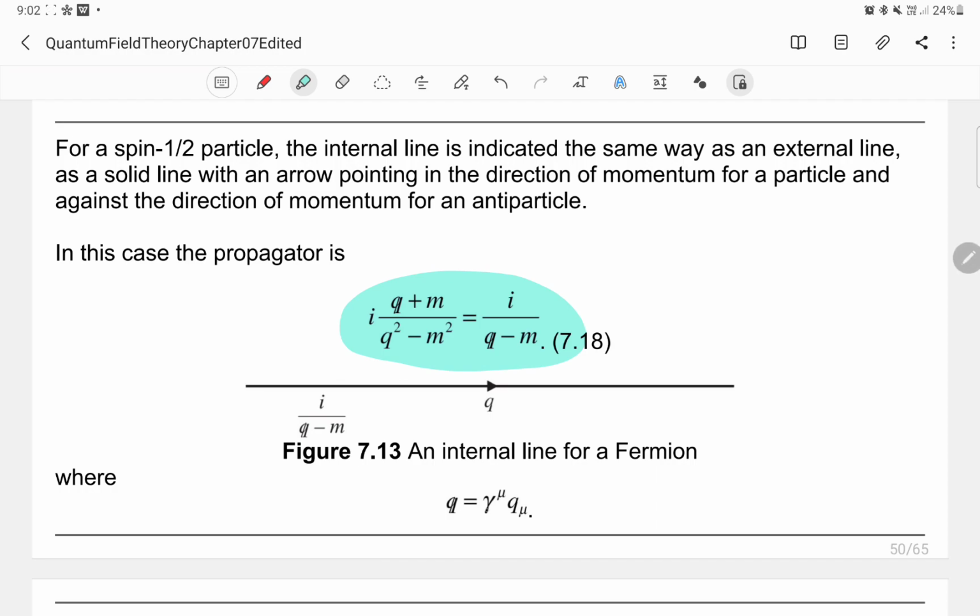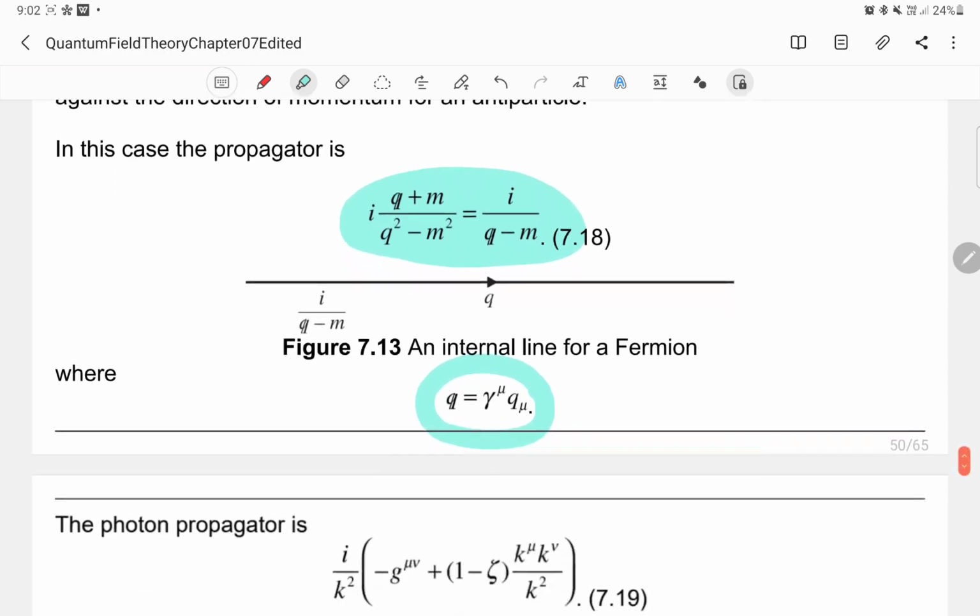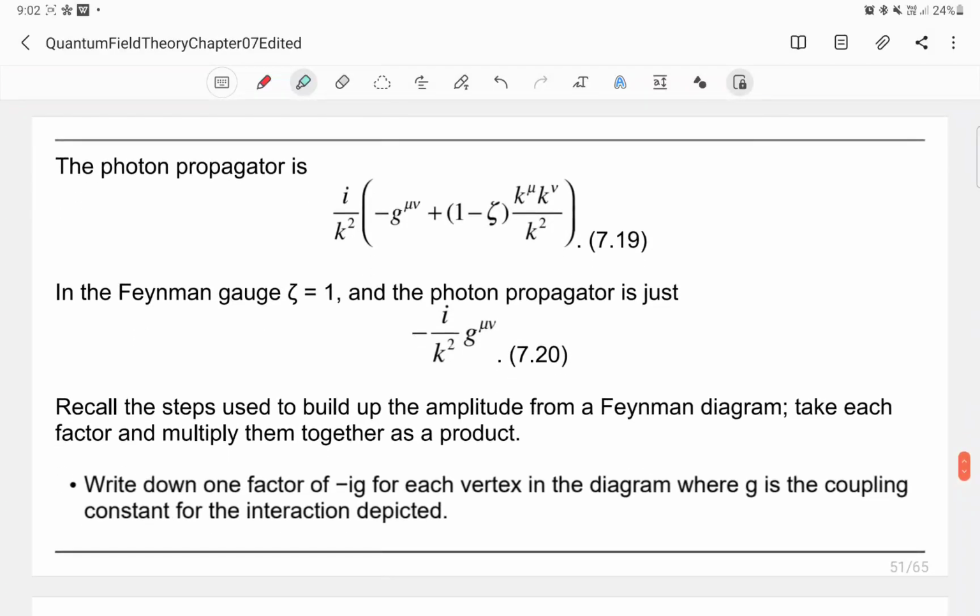By the way, if you recall, slash q is just equal to gamma mu q mu. So here's the photon propagator, which is massless. It looks different and is complicated, but we can study it further later on in QED. So we'll just look at this as the propagator. The propagator of the photon will just be this one here in the Feynman gauge. Later on we'll explain this in QED.